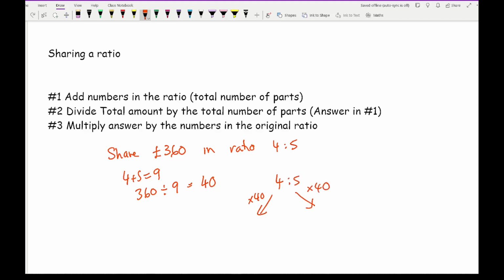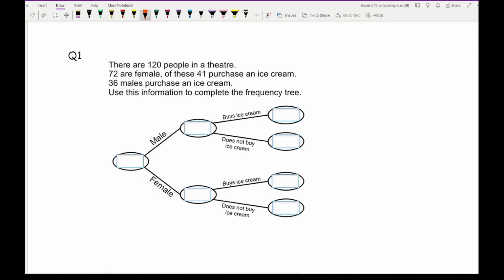So that would be 4 times 40, which is 160. And so that'd be 160 pounds. And 5 times 40, which gives me 200. And that's just a quick way of working out your ratios. So let's have a look at some example questions.